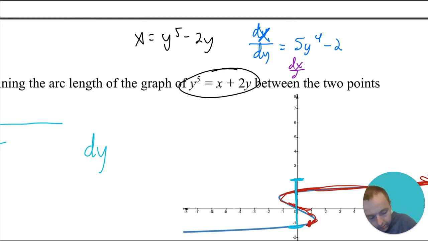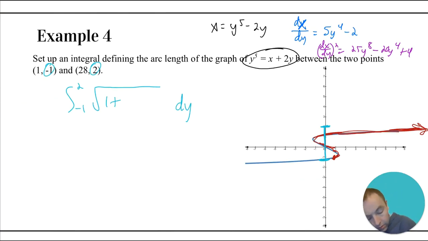So dx/dy all squared would be 25y to the eighth. And then you get minus 10y to the fourth twice, so minus 20y to the fourth, and then plus 4. And that's what you can substitute in right here to add with the 1 underneath the square root.